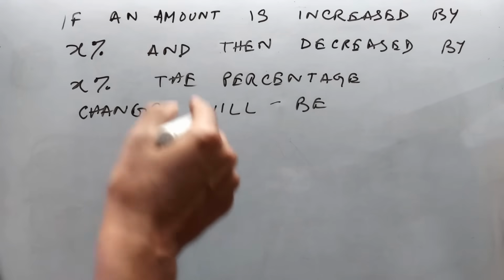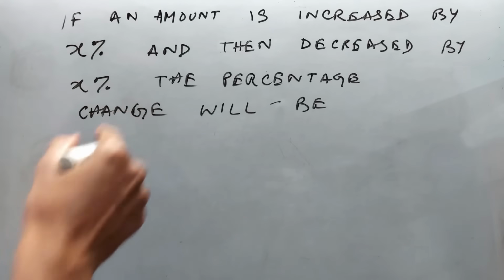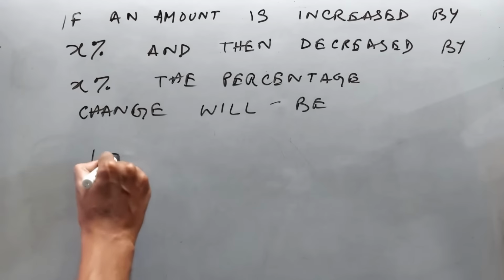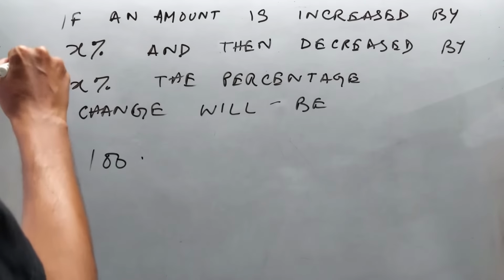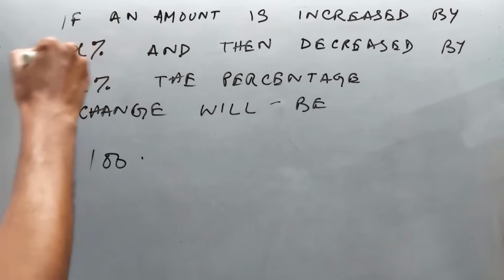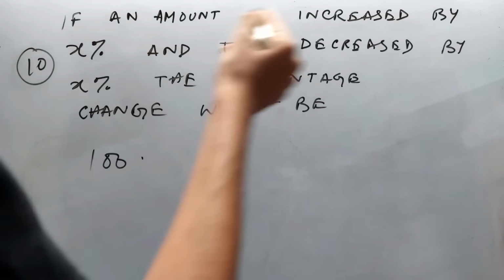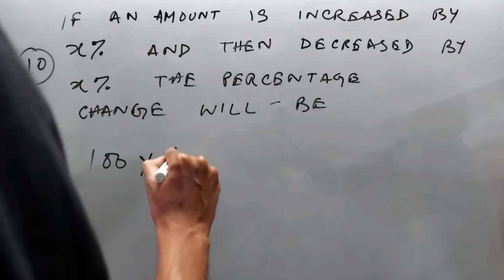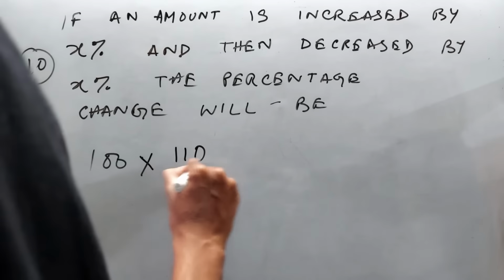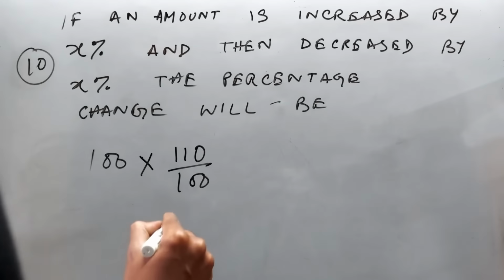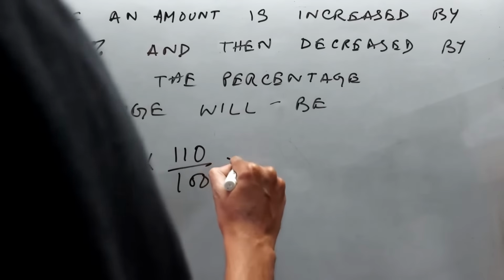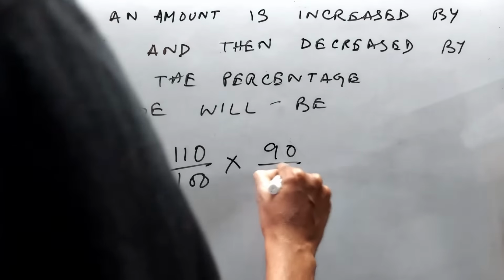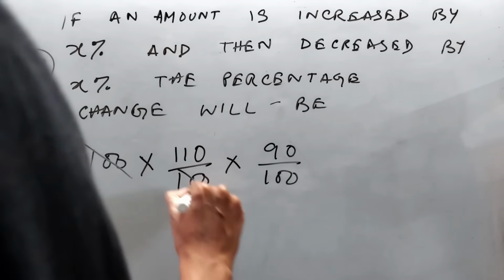If we have to solve this without using the formula, things will be a bit complicated. Like 100, okay, let's take 10%. Okay, X is 10%. So initially X percent increased means 10% increased. That means 110 by 100, and now 10% decreased. That is 90 by 100. Now this is getting cancelled.